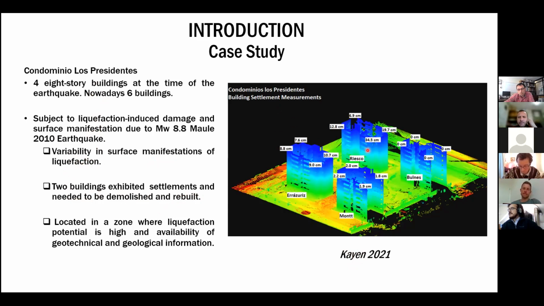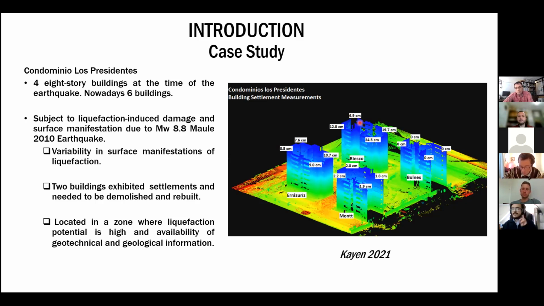For example, we see that the Errázuriz and Riesco buildings, which needed to be rebuilt, exhibit an important amount of settlement. For example, here the Riesco in the northeastern corner exhibits a settlement of 34.5 centimeters, and in the northwestern corner it exhibits a settlement of 6.9 centimeters. So an important differential settlement occurred in the site.